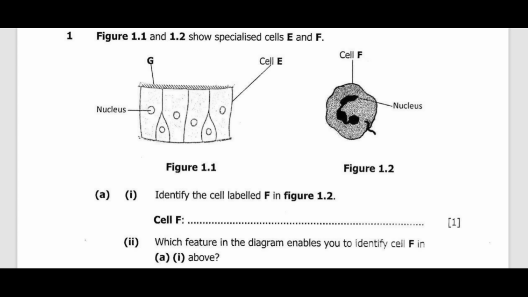Because we have this nucleus here, we can see that these are blood cells, and due to the presence of a lobed nucleus, this is our white blood cell. So we'll say white blood cell. Then if we want to specify, since there are so many types of white blood cells, this is a phagocyte.